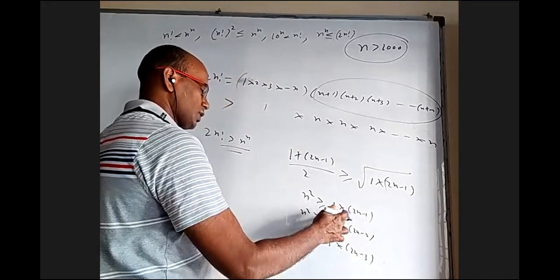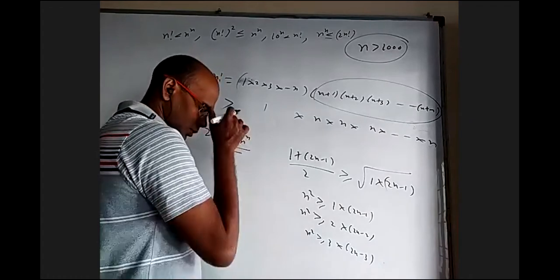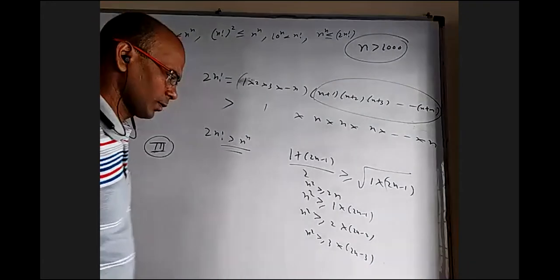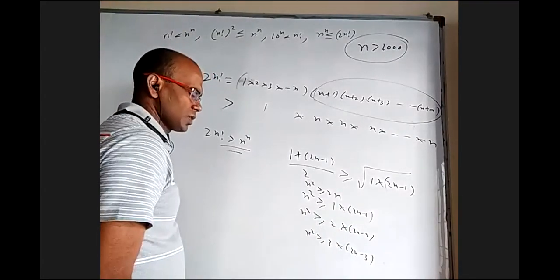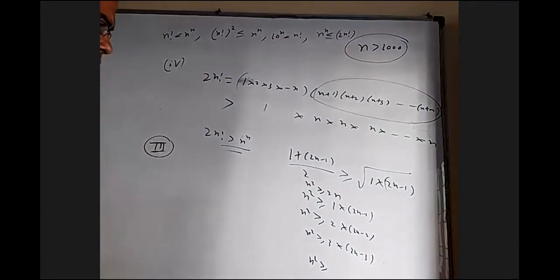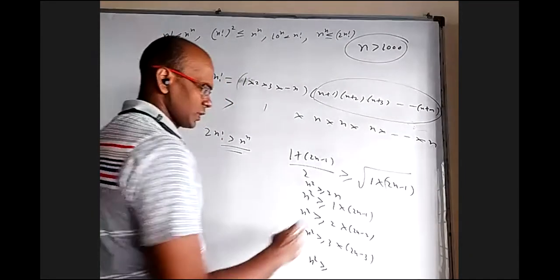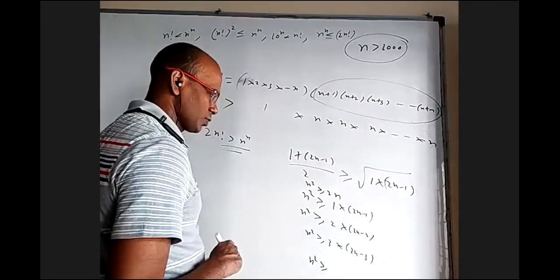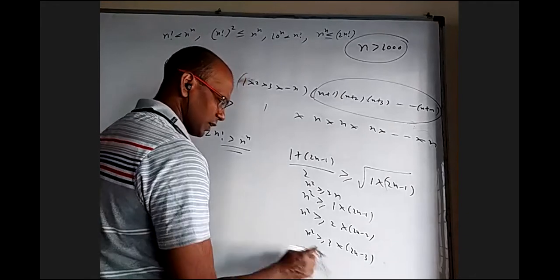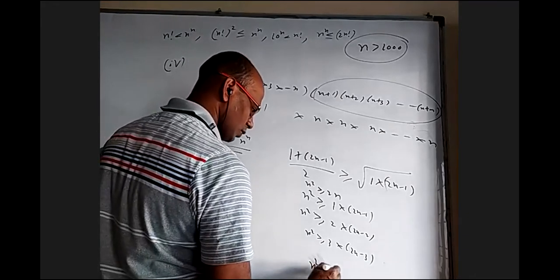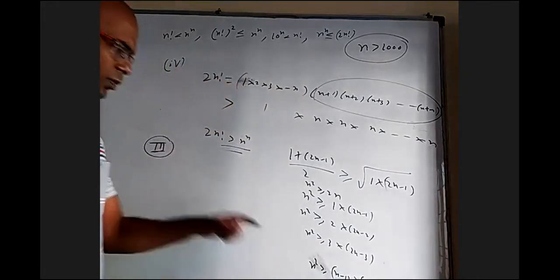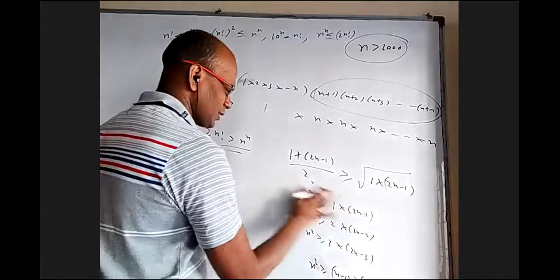I have only 2n, of course. I can also tell n square is greater than or equal to 2n also. And when I take pairs like this, for the last pair I'll be getting n square is greater than or equal to n minus 1 into n plus 1. One more n will be left. Okay, we'll talk about this later.